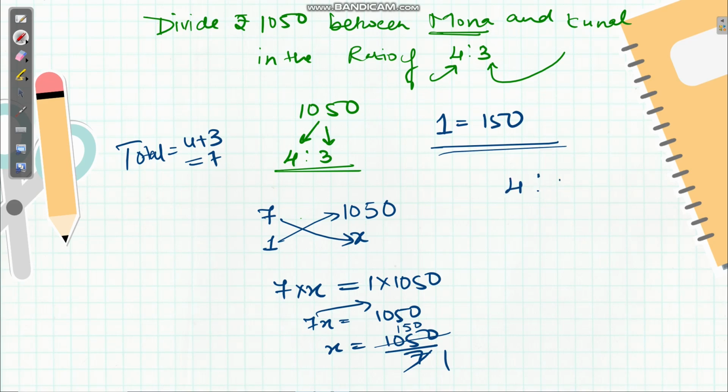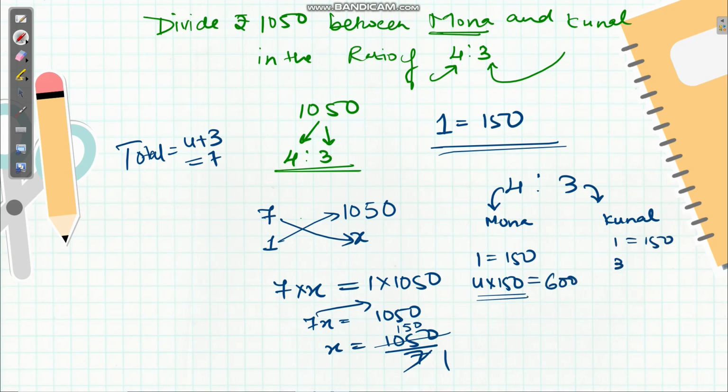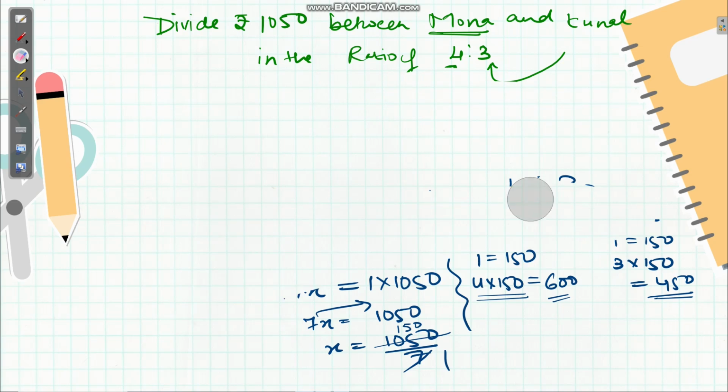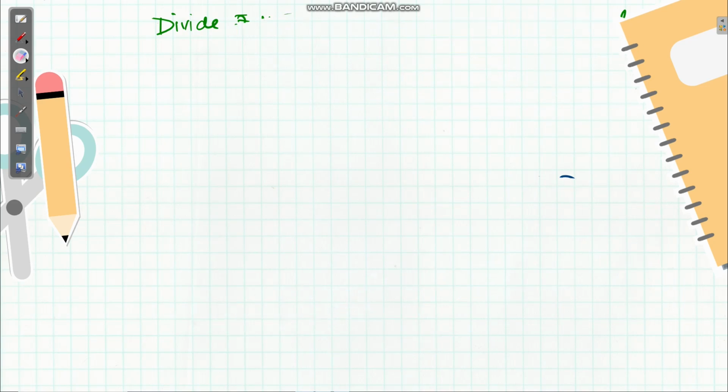Now the ratio is 4:3, that means 4 parts are Mona's and 3 parts belong to Kunal. So 4 parts, if one part is 150, will be 4 into 150, correct? That is 600. One part is 150, so 3 parts will be 3 into 150, that is 450. Whichever method you use, in both you will get the same answer. I hope this method was easy to understand. There are two methods, and you can get different types of questions on ratio.